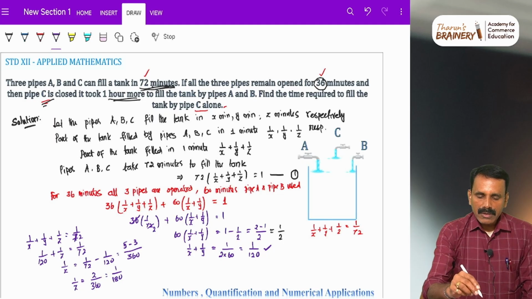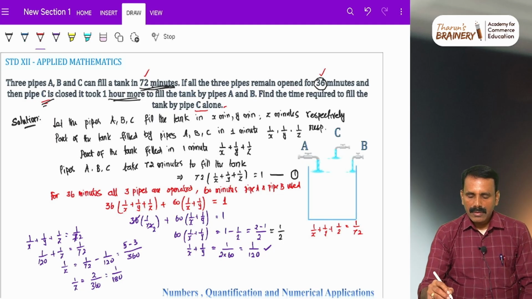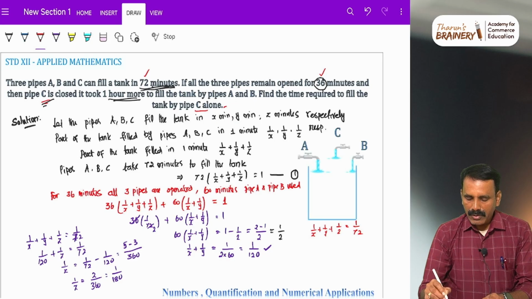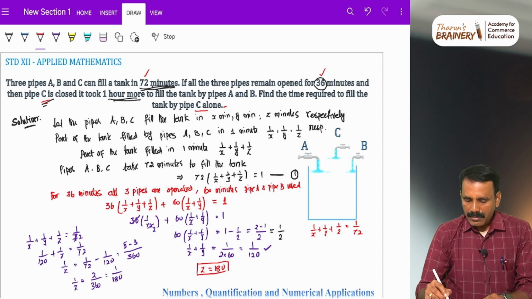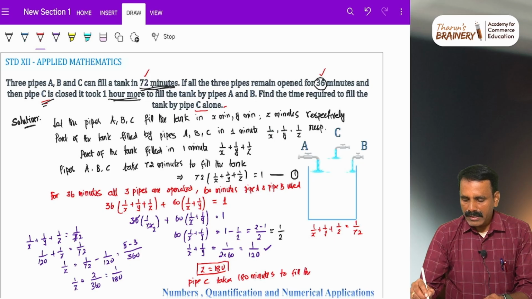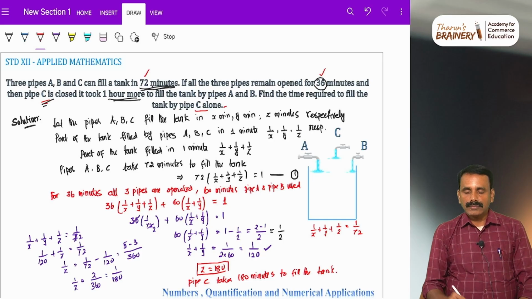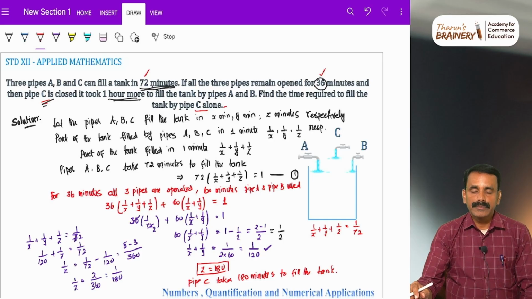So, what is our conclusion now? 1 by z is equal to 1 by 180. So, z is equal to 180, that is, pipe C takes 180 minutes to fill the tank when it is operated alone. Is it clear?